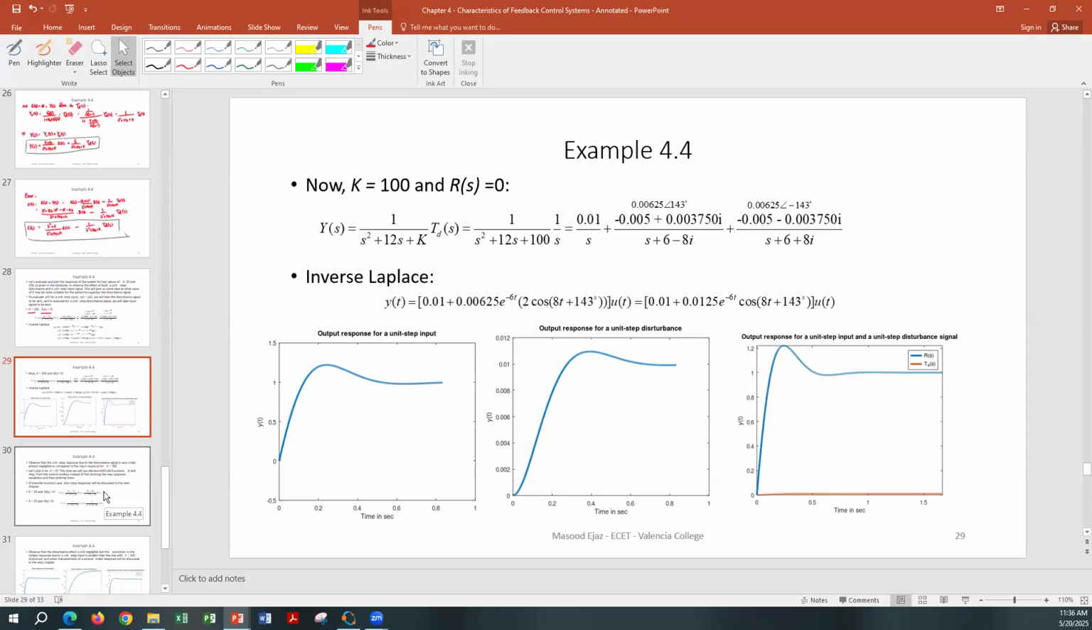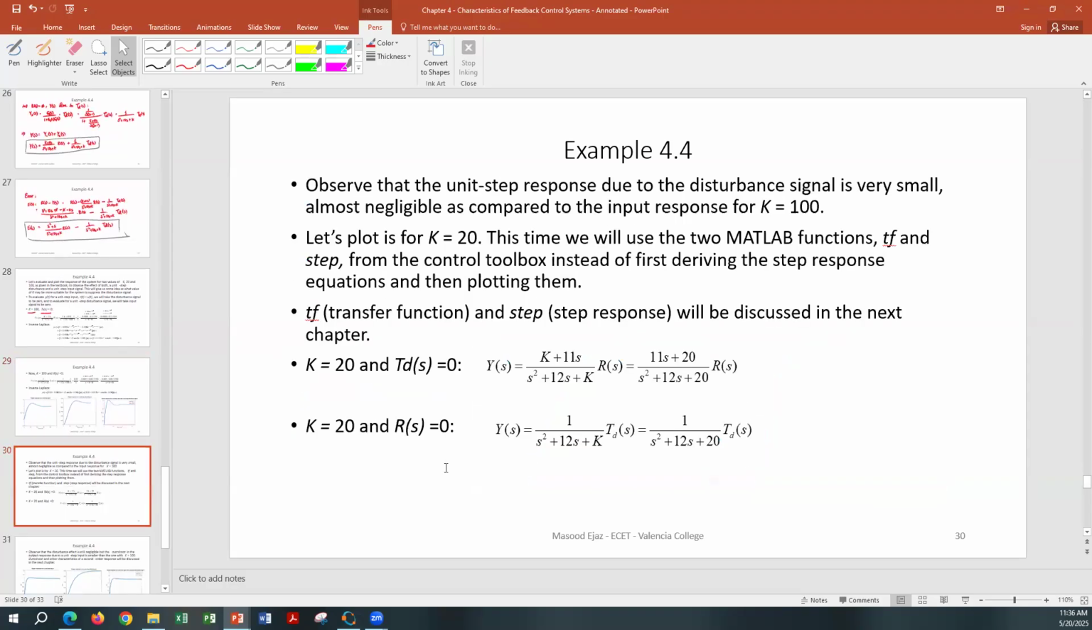Let's observe that the unit response due to the disturbance signal is very small, almost negligible as compared to the response for the value of k to be 100. Now let's take the value of k to be 20 and do the same thing.